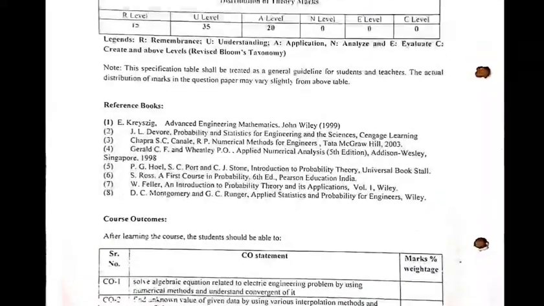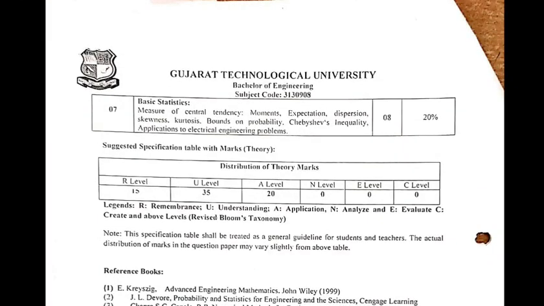Next, our last unit is basic statistics, in which we learn measures of central tendency: mean, median, mode, moments, expectation, dispersion, skewness, kurtosis, bounds on probability, Chebyshev inequality, and applications to electrical engineering problems. This is our whole syllabus.